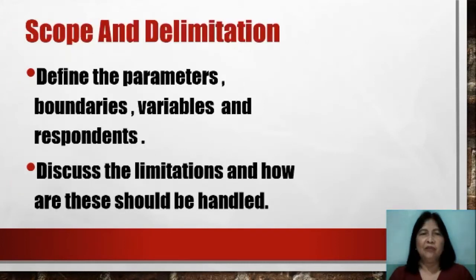The first element: the scope and delimitation. This part talks about the extent your research will be dealing with, delimiting and setting boundaries, to what extent and for whom it applies. The scope and delimitation defines the parameters, boundaries, variables, and respondents. It also discusses the limitations and how these should be handled.